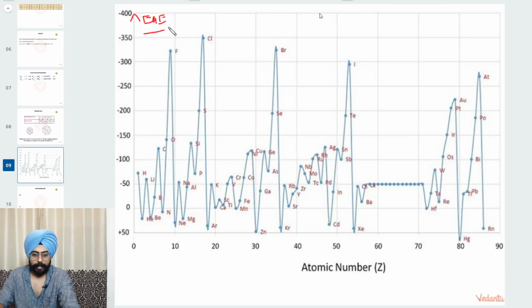Fine. Now, my dear friends, over here, if you notice, the halogens are at the top of the table, which is no surprise for us.